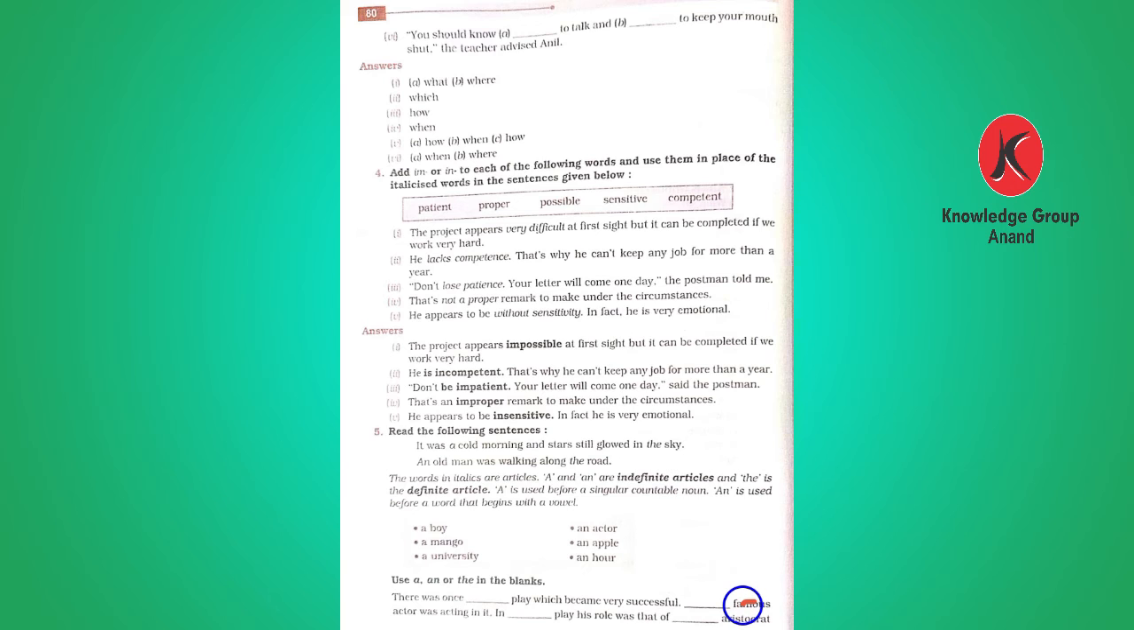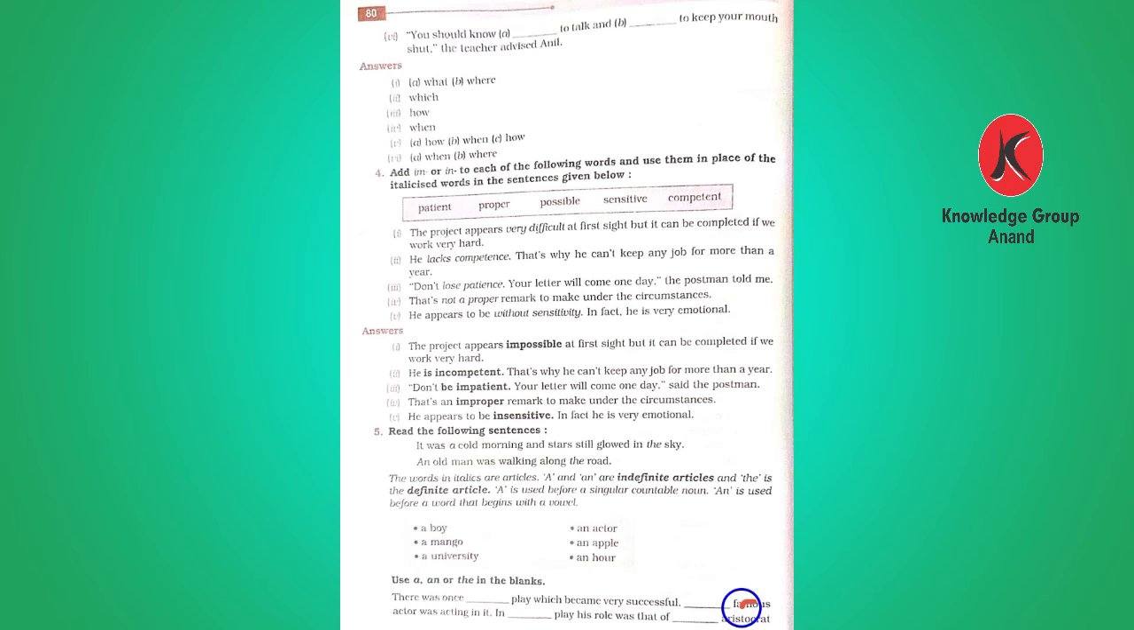Number 3, don't lose patience. Your letter will come one day, the postman told me. Don't be impatient. Your letter will come one day, said the postman. Dear students, we have learned about prefix and suffix. Okay, the same way we are doing here. That is not a proper remark to make under the circumstances. So the answer is, that is an improper remark to make under the circumstances.